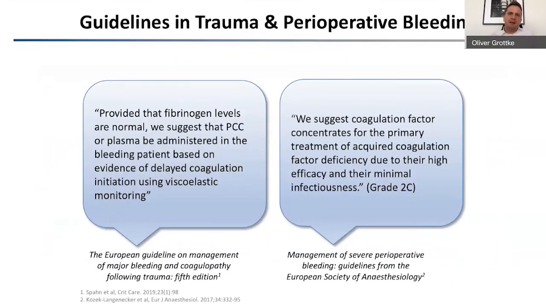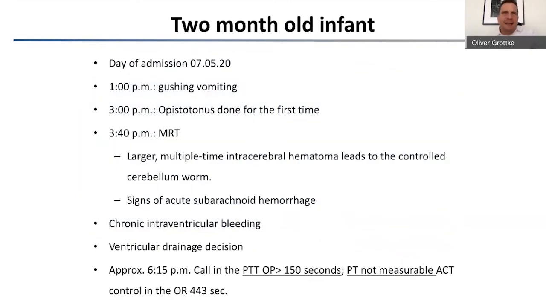Coming back to our guidelines, the European trauma guidelines suggest that if your patient is bleeding and fibrinogen levels are normal, then you may want to consider the use of a four-factor PCC, especially if you use the viscoelastic method and you have signs of delayed coagulation initiation. So I would like to show you, at the end of my talk, one case, which is another indication for the use of the four-factor PCC.